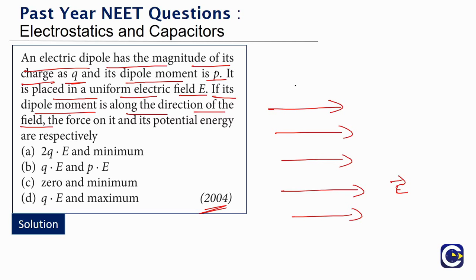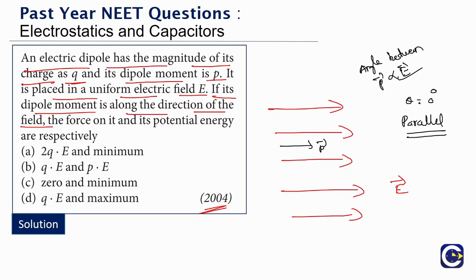We can clearly see the dipole moment is aligned, or it is along the direction of the field. Means the dipole is kept like this. The arrangement we will call as parallel arrangement, or theta is equal to 0. Theta means the angle between the dipole moment and E bar.